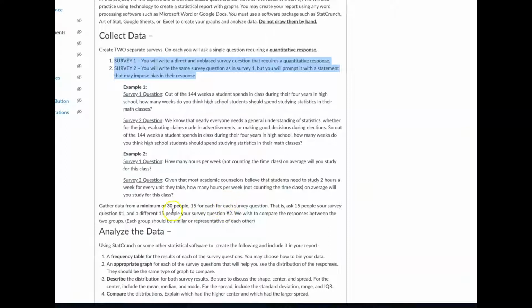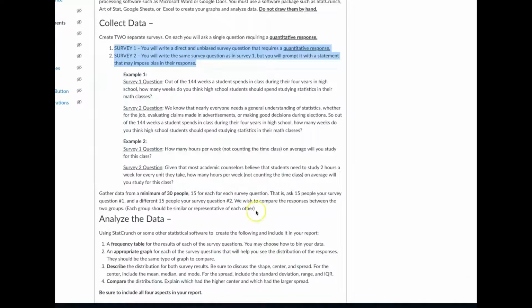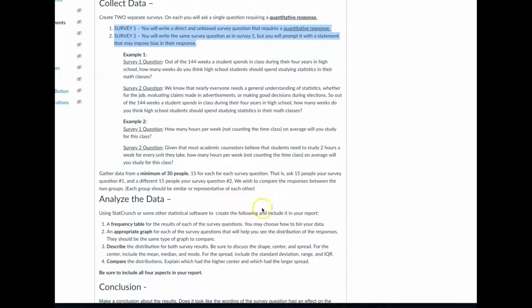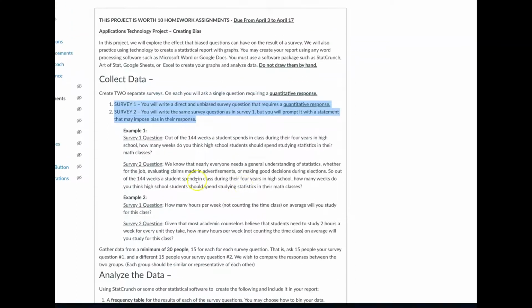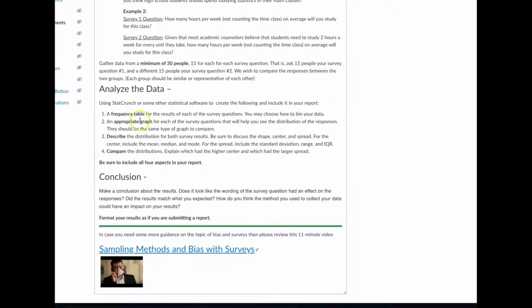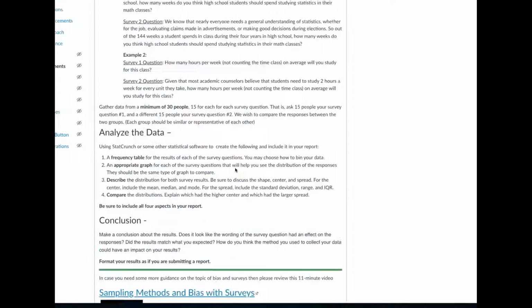Then you're going to ask 15 people one of the survey questions, and another similar group of people, different but similar, a second group of people, and see if there's any difference between the responses. You'll check that through a frequency table and a graph, and then you'll describe the distributions, but you're going to use technology to do that.